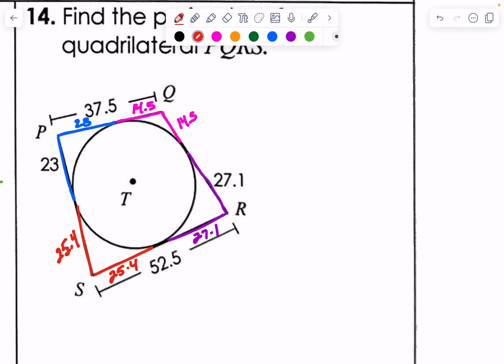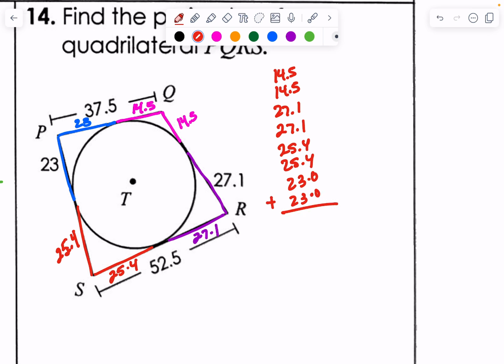So now, when we add all those all together, so 14.5, 14.5, 27.1, 27.1, 25.4, 25.4, 23, and 23. Let's put in 0.0 so my decimal points line up. That is 180 for my perimeter. And that is the tangent properties that we're going to talk about today.